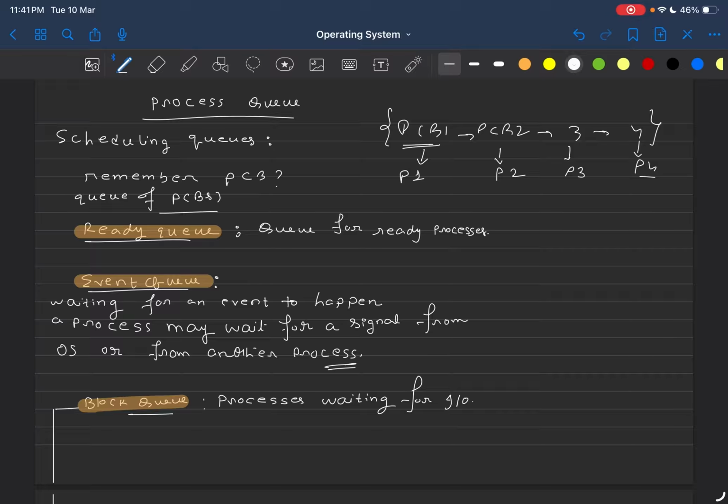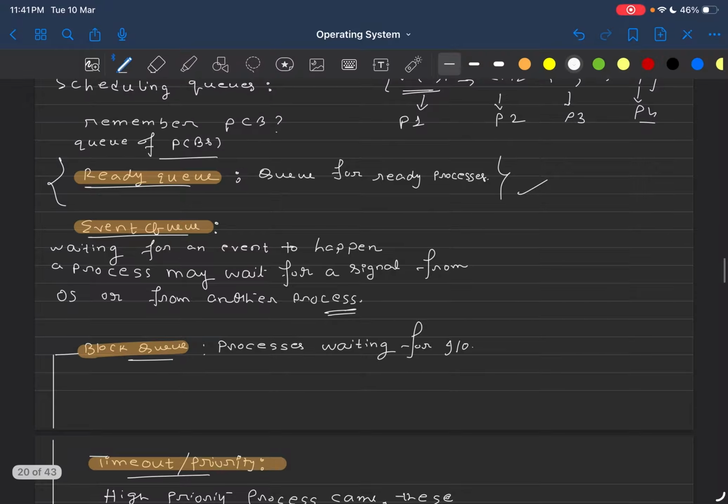At the very first, we'll be seeing this ready queue. Ready queue is a queue that maintains all the processes which are in the ready state. Again, when I am saying it maintains all the processes present in the ready state, I mean it maintains the process control blocks of those processes which are in the ready state. Fine, this is the ready queue. Ready queue is done. I hope it is clear.